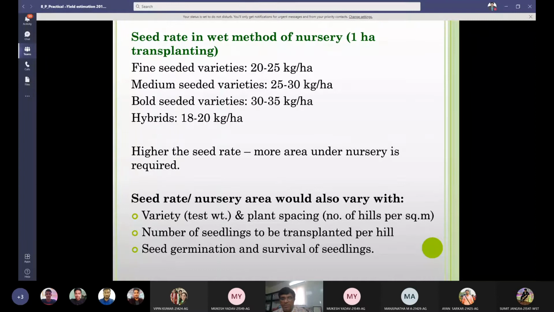Suppose you have transplanted some seedlings into the main field. After transplanting, within the next 10 days, some seedlings are going to die, and those seedlings are to be replaced by fresh seedlings which are there in the nursery. So you need to keep a certain quantity of seedlings extra so that gaps are filled by those seedlings. So for gap filling, you need to account in the seed rate. So these three important factors will affect the seed rate and nursery area to be used.